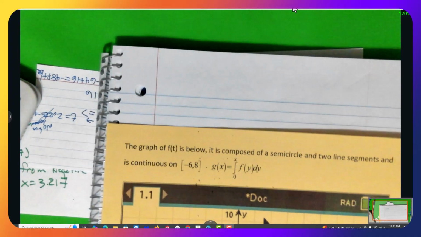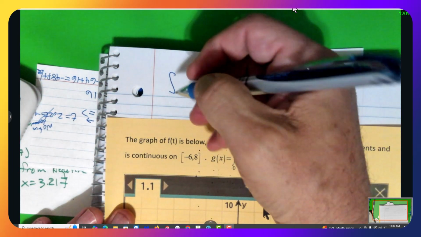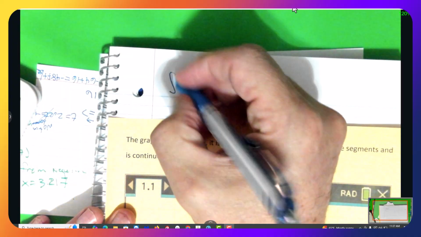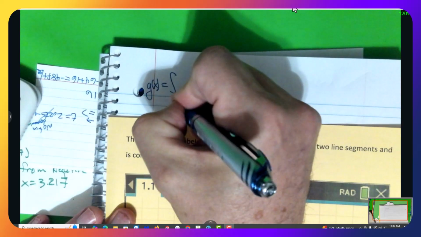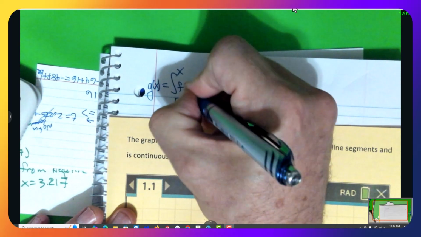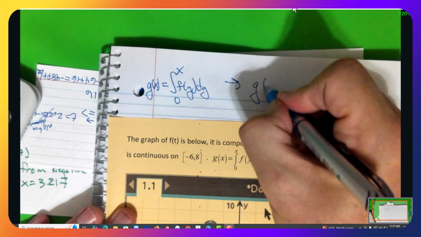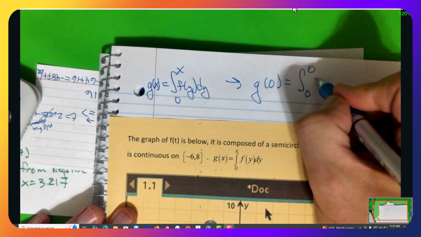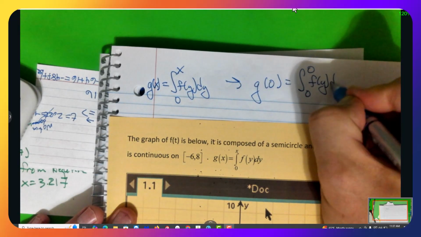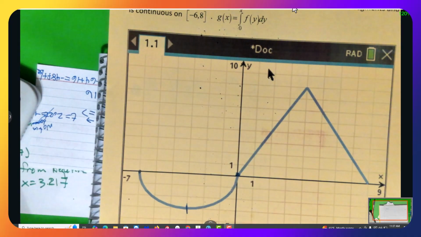So one of the things they may ask you to do is, now you look right here, g of x is the integral from 0 to x of f of y dy. And they may say, find g of 0. And now we're going to go from 0 to 0 of f of y dy. If you think about that, you're integrating at one point. f of 0 is 0.